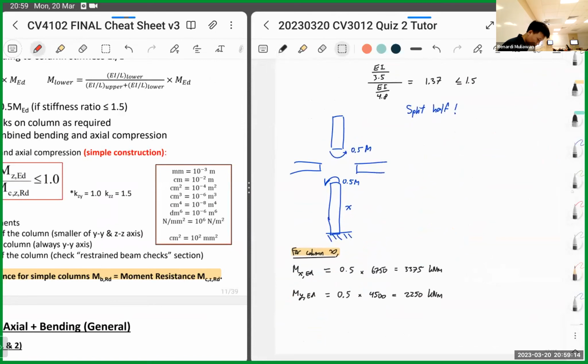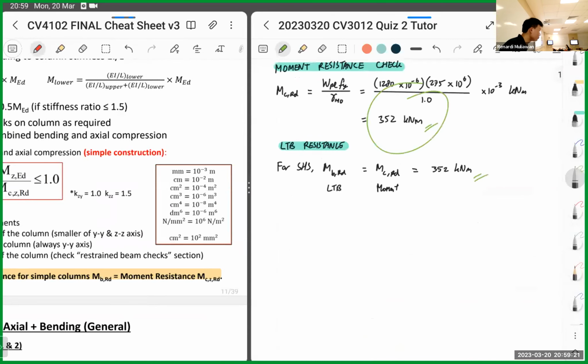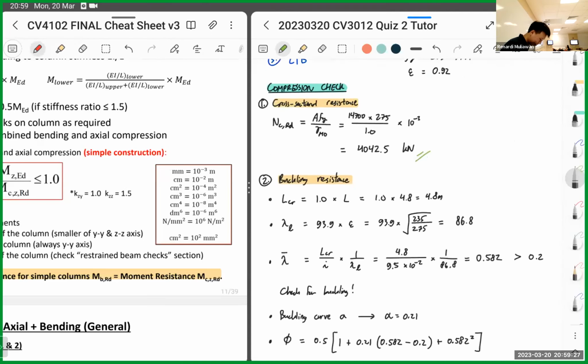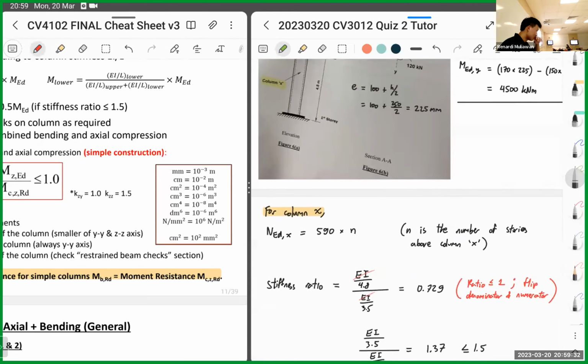Okay, I'm not sure with the moment values here. It seems very big compared to 352. So basically it fails in one story, which doesn't make sense. I'll go check later. But usually, right?